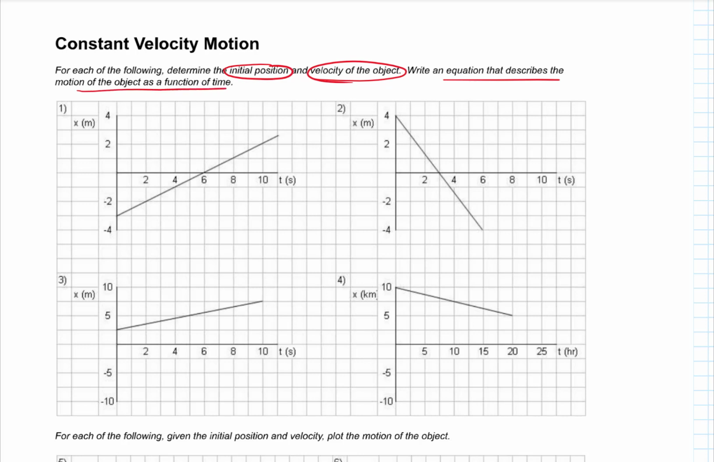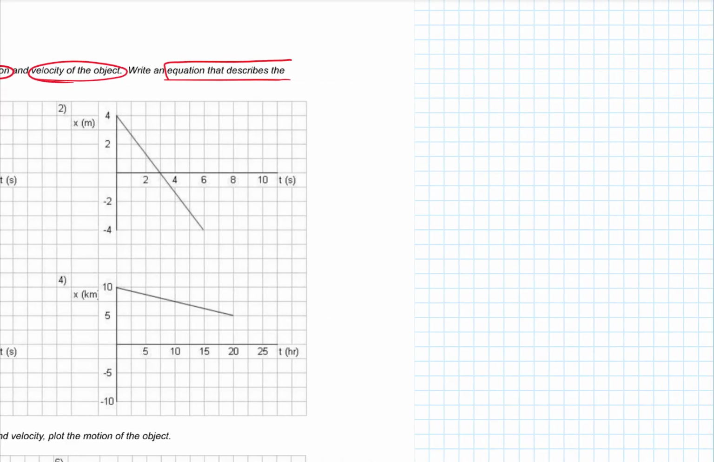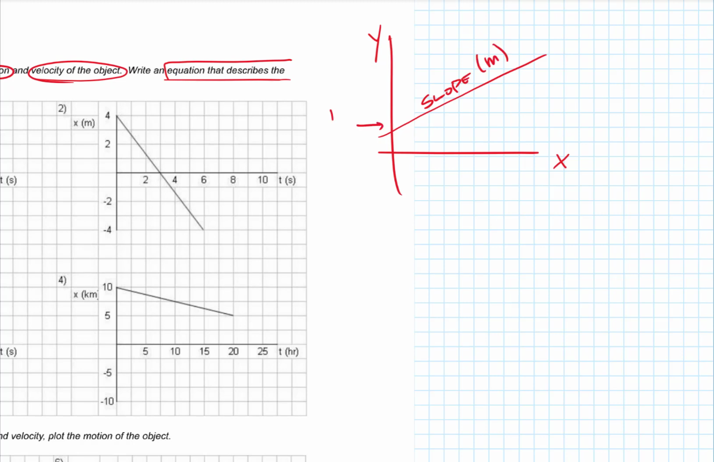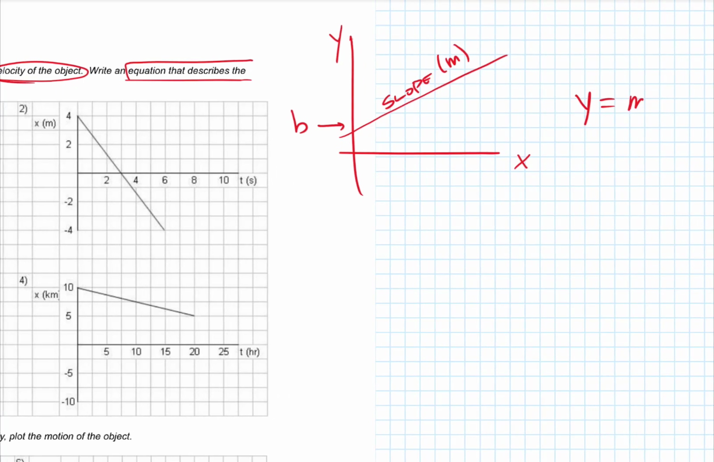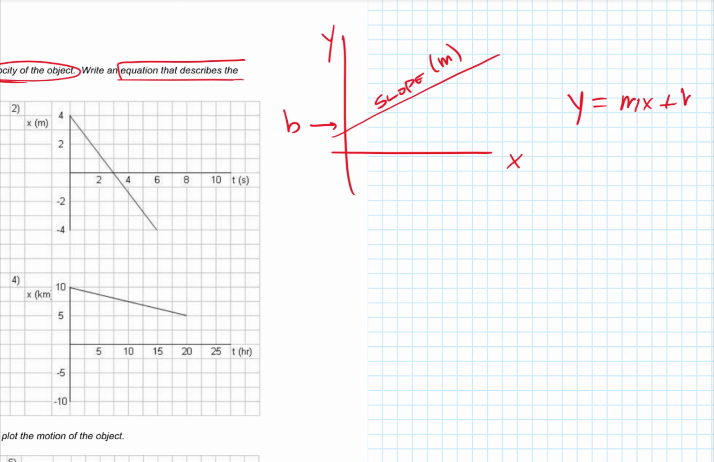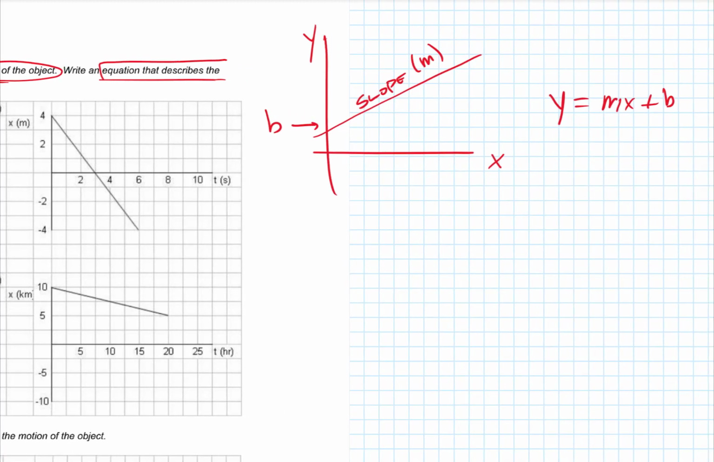So before we start, what I'd like to do is talk about that equation that describes the motion of the object as a function of time. That's very important. In general, when we're looking at graphs, a graph is going to be a y-axis and an x-axis, and we get a line, and that line has a slope. We generally use m for the slope. And that's our y-intercept. We use b for that. And the equation that describes this line is y equals mx plus b.